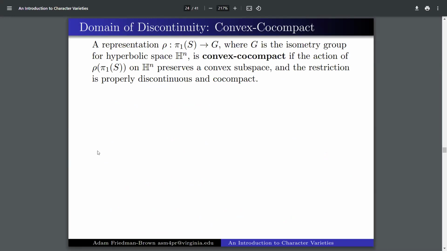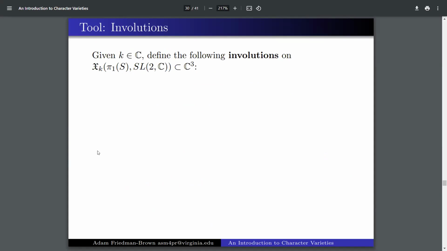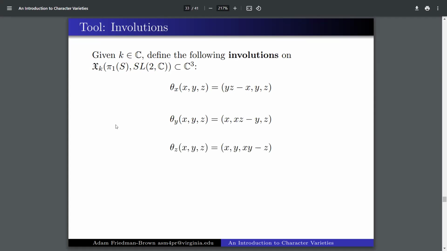All right. Now, let me go on to the next slide first. So if we have some number K in C, then we have nice actions on our relative character varieties that we just defined. Again, our relative character variety is a level set in C^3. And so this is one that we can call theta x, where it fixes y and z, but it sends x to yz minus x. There's a similar one called theta y that only affects y, and another, theta z, that acts on just z.